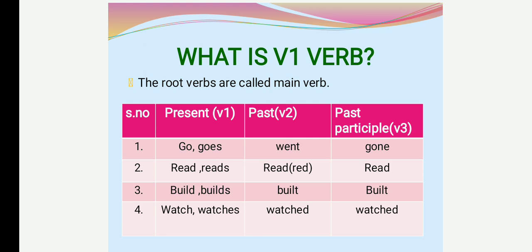And also I have given the verbs which add s or es to it. And V2: went, read, the same spelling but the pronunciation in past tense is read, built, watched. Past participle: gone, read, built, watched. So in simple present tense, we have to concentrate only on the V1 verb column. So I have given the main verb which changes form when it is followed by a singular subject. So I think you all understand what is the V1 verb.